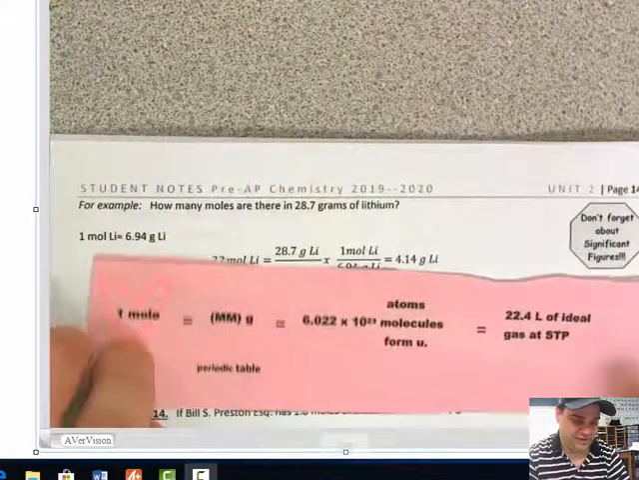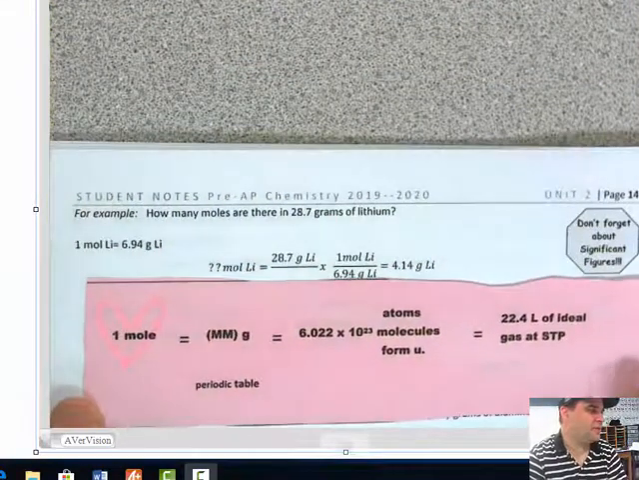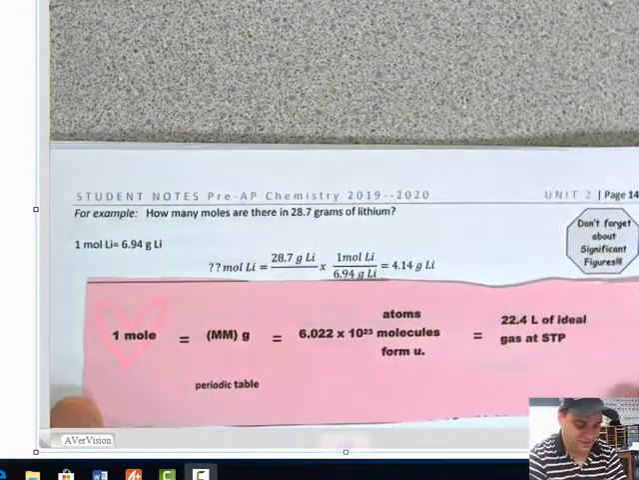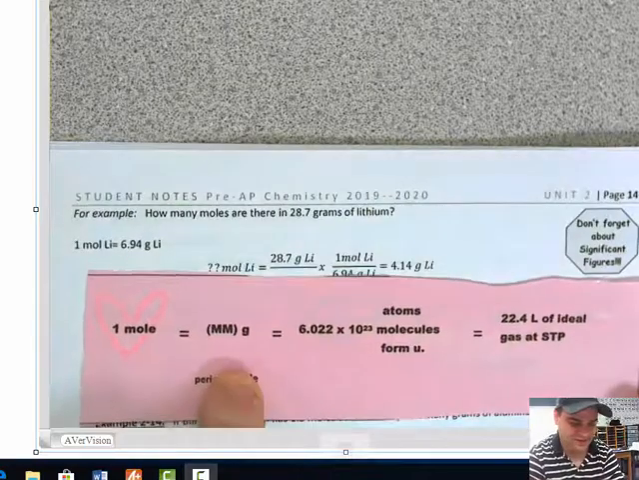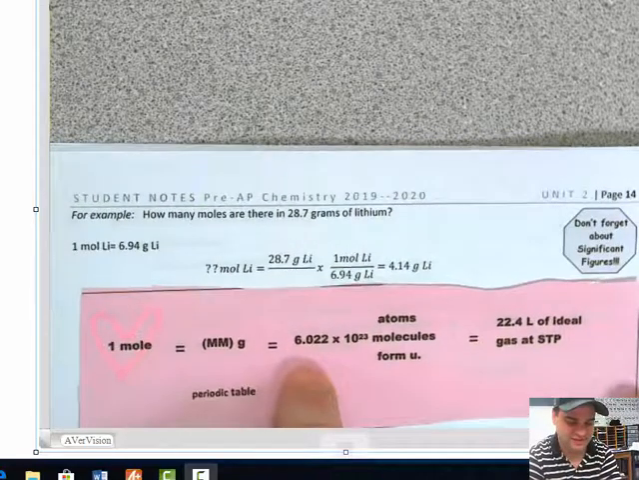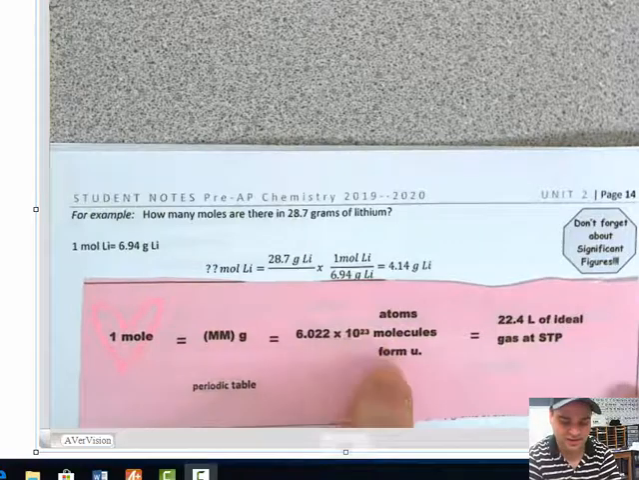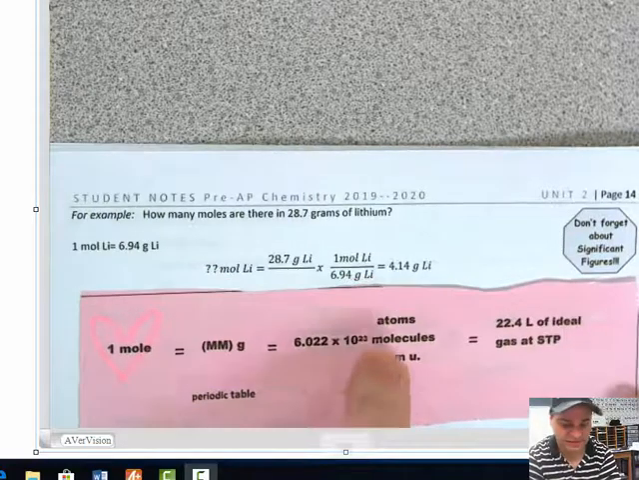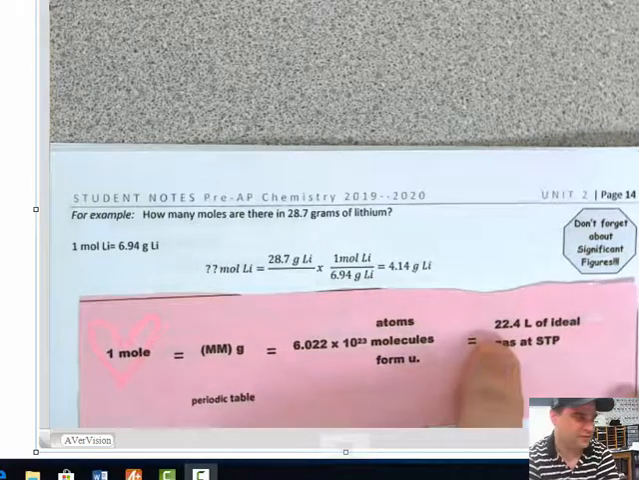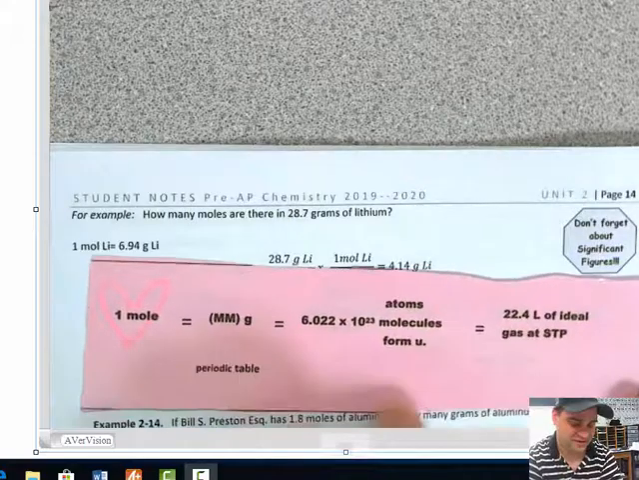If you're one of my students, you've gotten this tape, hopefully, where it says 1 mole equals the molar mass in grams, which equals 6.022 times 10 to the 23rd atoms, molecules, and formula units. We'll go over molecules and formula units later. We'll also go over 22.4 liters of ideal gas later.